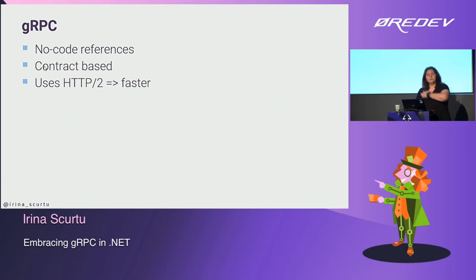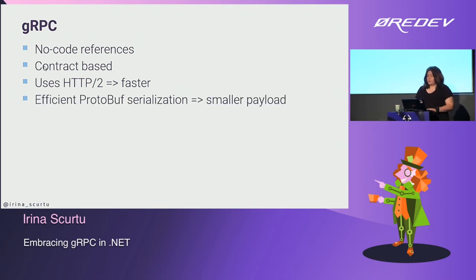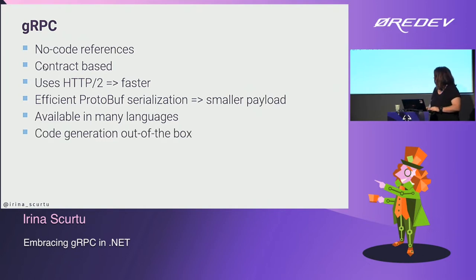It uses HTTP/2 under the hood. So inherently, it's faster because it uses a newer version of the HTTP protocol. And it also uses protobuf serialization, which ends up giving you a smaller payload than HTTP/1, for example, and JSON serialization. And also, it's available in many languages. We in .NET got it in 2019, if I'm not mistaken. It was received as a first-class citizen. And another thing it does very well is code generation for us, without us needing an external tool to run and to obtain C# code.